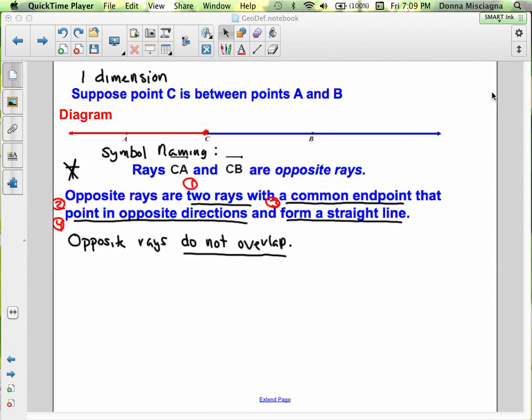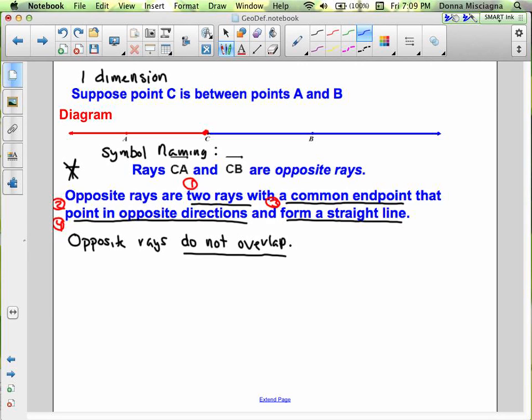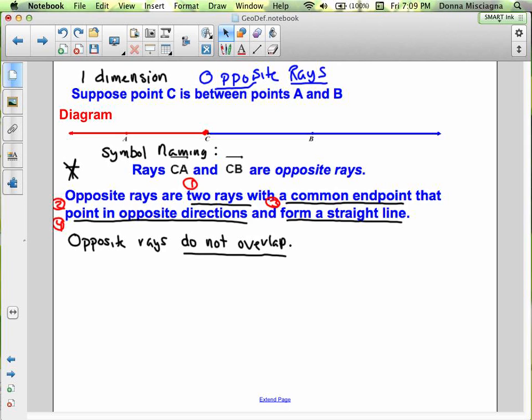Right, so let's continue on. Our next term, I don't have the term written at the top, but this is opposite rays. In the box for opposite rays on your notes, suppose we have point C between points A and B. We now have opposite rays.